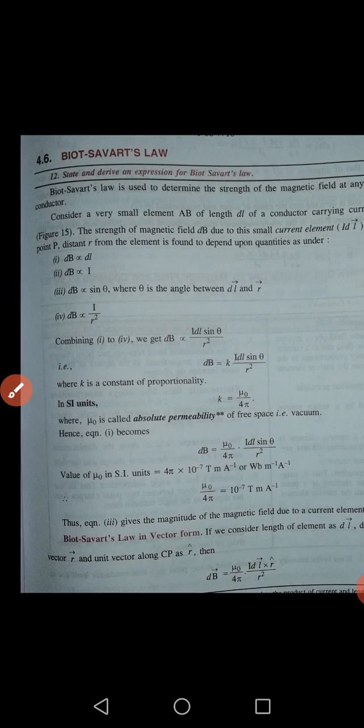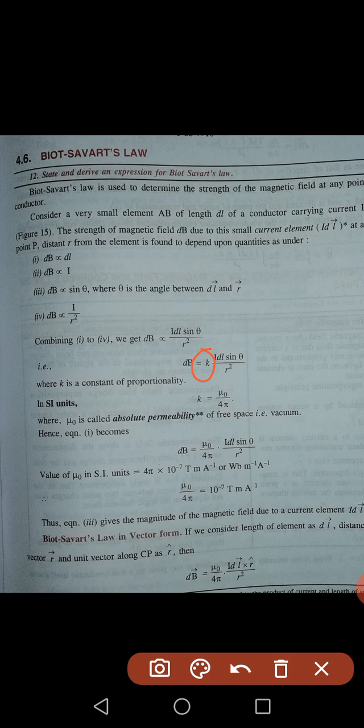Now if you combine all these four, the equation becomes dB proportional to I dl sin theta by r square. Now if this proportionality sign is replaced by an equal sign, we get one constant here, that is k. This constant k, for this particular case, is mu naught by 4 pi, where mu naught is called the absolute permeability of free space. It is like the permittivity of free space you got in electrostatics. This is permeability, which determines the magnetic effect of a medium.